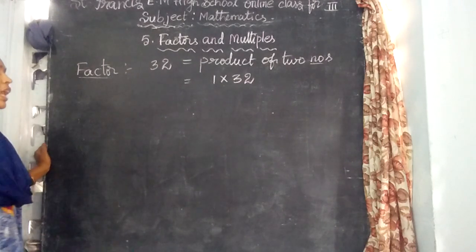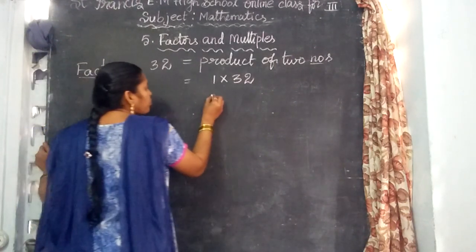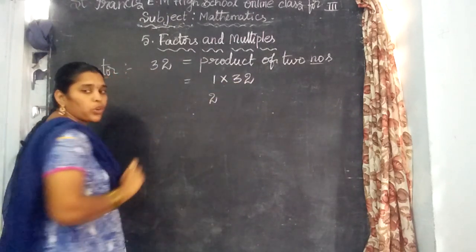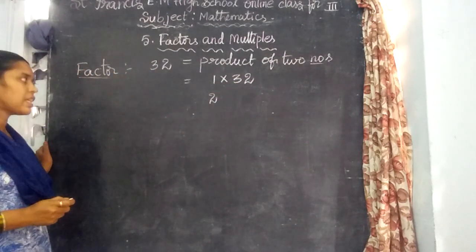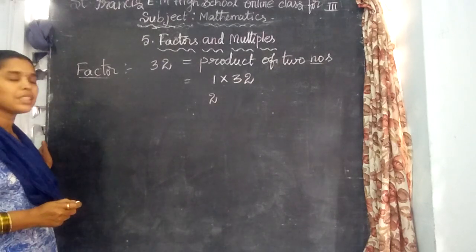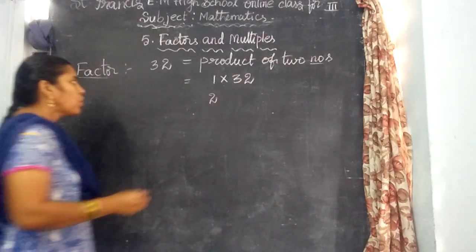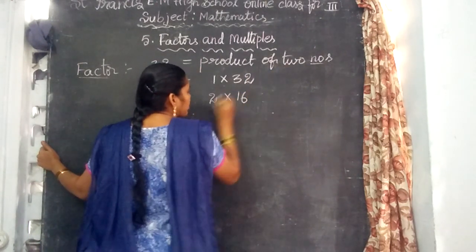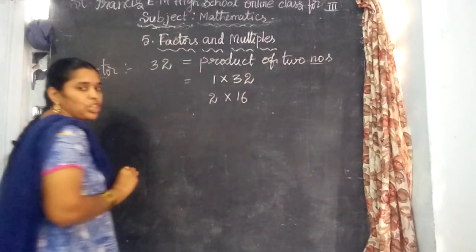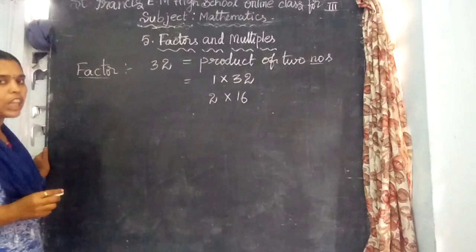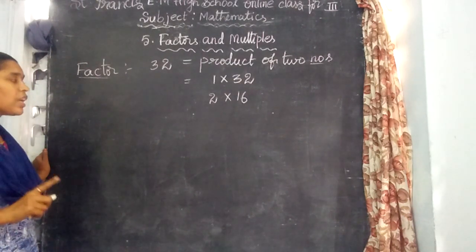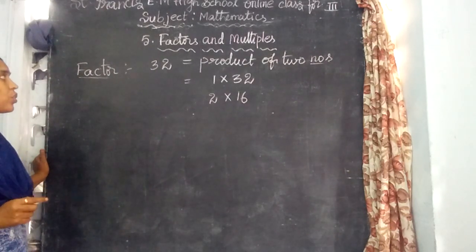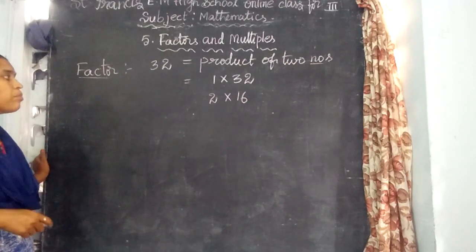Then you go to the next number, that is 2. Is 32 divisible by 2? Yes, because it is an even number. So 2 into 16, the product of two numbers. 2 16s are 32. So 2 is one factor and 16 is also a factor of 32. Okay. Then you go to the next number 3.